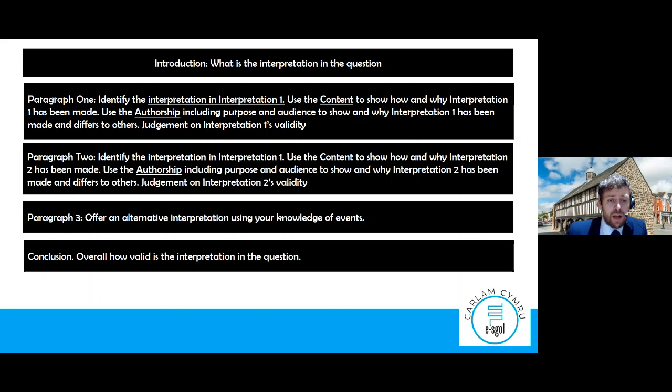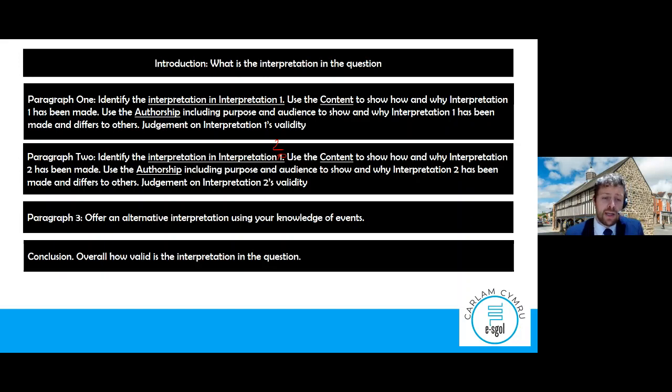Paragraph 2 then, identifying interpretation 2. That should be, not interpretation 1, classic. I'll change it now on the screen. Interpretation 2. Use the content of interpretation 2 to show how it was made. Use the authorship, including the audience and the purpose, to show why it's been made and how it differs to interpretation 1. And then again, make a judgment on interpretation 2's validity.